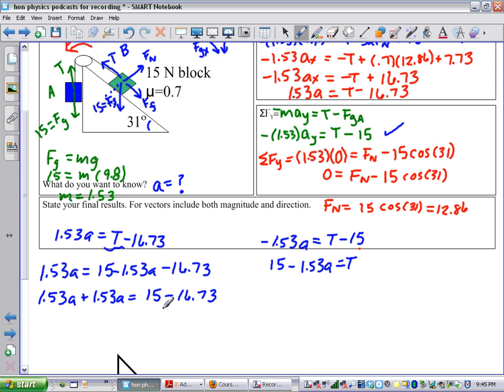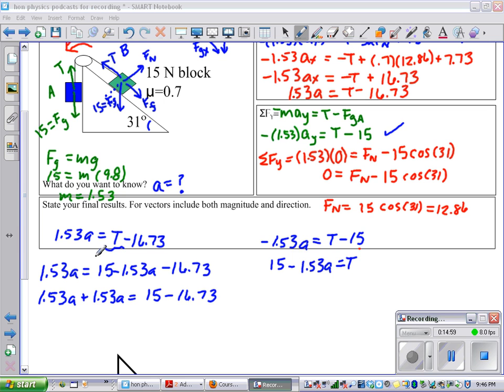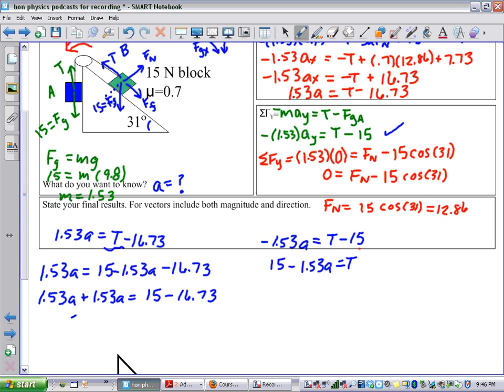Let me just put that in the calculator. So I get 3.06a equals negative 1.73. And then I'm going to divide both sides by 3.06. And I get negative 0.57 meters per second squared.